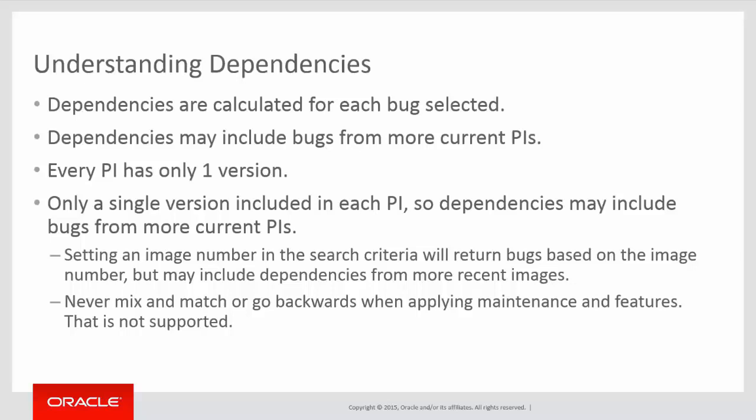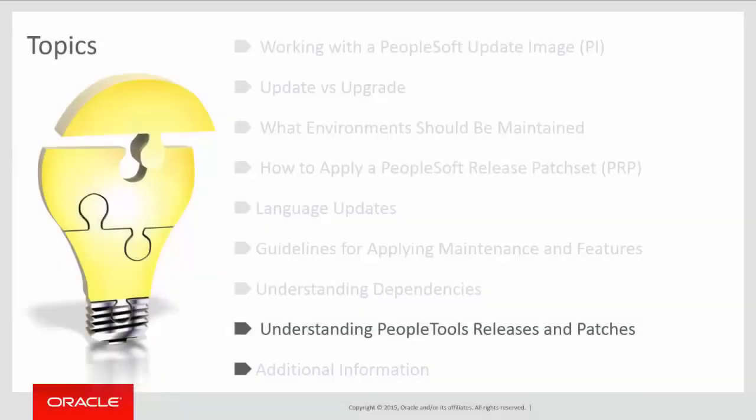That's one of the reasons why we always recommend that you use the most current update image to apply maintenance. It will always return the most current dependency list. It's also the reason why it's not possible to return to the old images after using a new version of an update image. Now let's talk about PeopleTools releases.